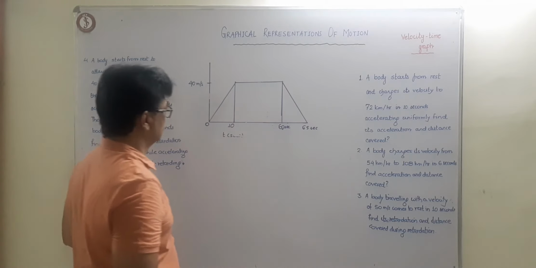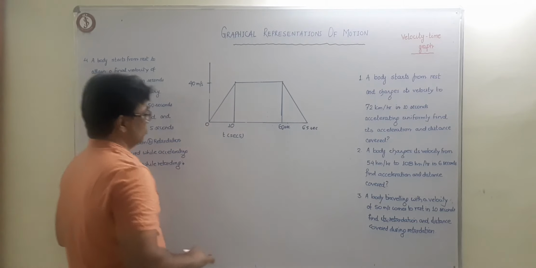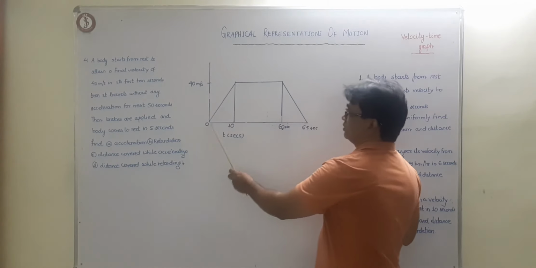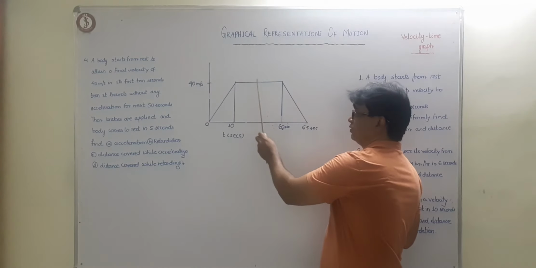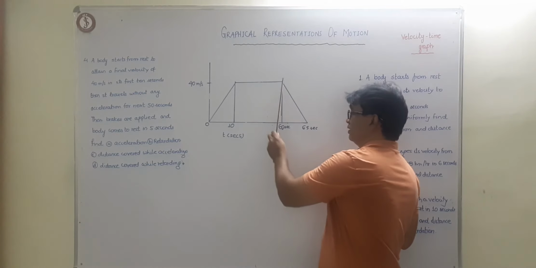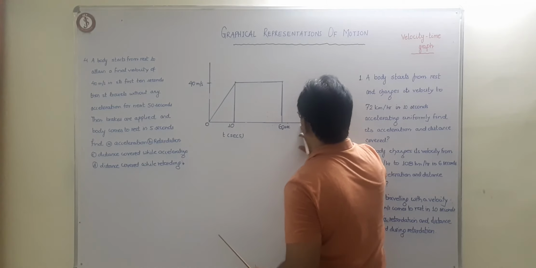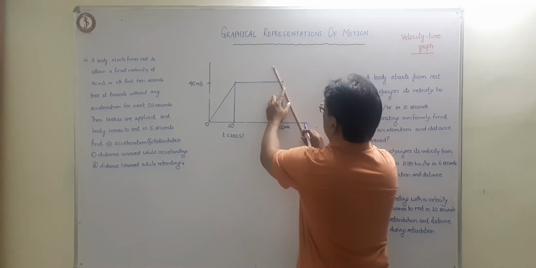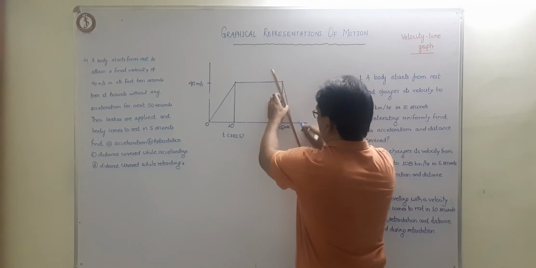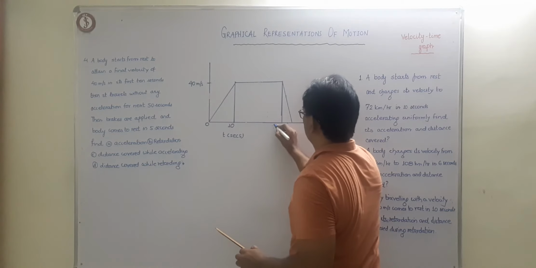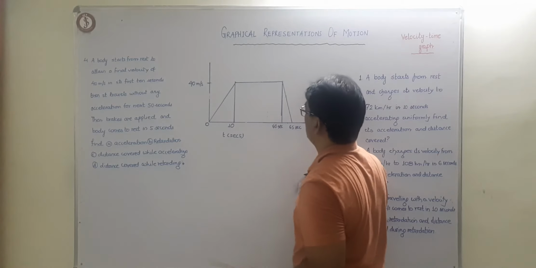So let us have a look. From here you can go through this question. A body starts from rest, attains a maximum velocity of 40 meter per second in 10 seconds. So it was accelerating. Then it moved with uniform velocity for the next 50 seconds. Then it was retarding. Though it looks rough, I can make it reasonably accurate. 5 seconds will be a little less than 10 seconds. So this is 60 seconds, and this is 65 seconds. So it's now more or less accurate.